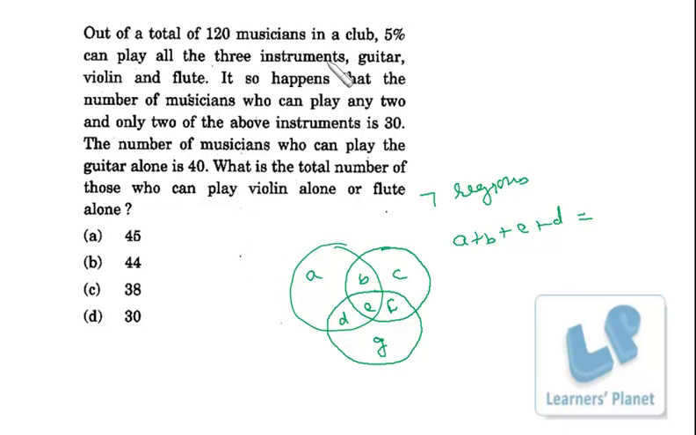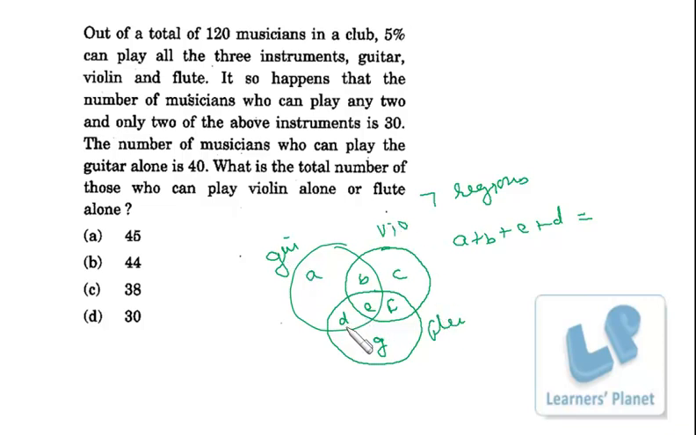So if we take this example, guitar, violin and flute. Suppose I put guitar, violin and flute. Now I just explain this Venn diagram. See, E is the number of persons who play all the three, right? Because E is the area that is common among the three circles. It is the part of each and every circle. So E number of persons can play guitar, violin and flute, right?